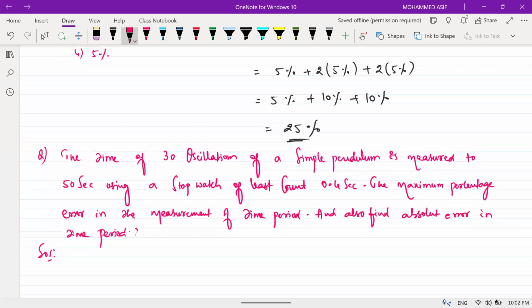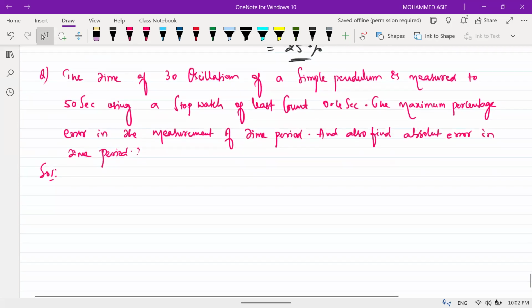The time period of 30 oscillations of a simple pendulum is measured for how much time? 50 seconds, using a stopwatch of a least count. Look, son, if the error in any measurement is not given, then the least count is always taken as the maximum possible error in that measurement. Am I clear?